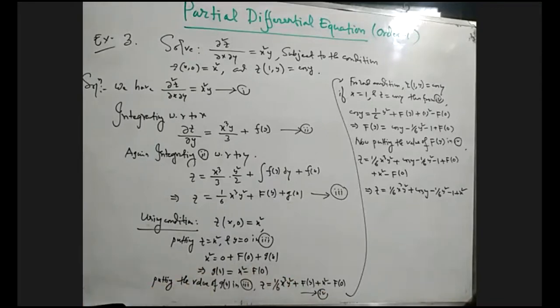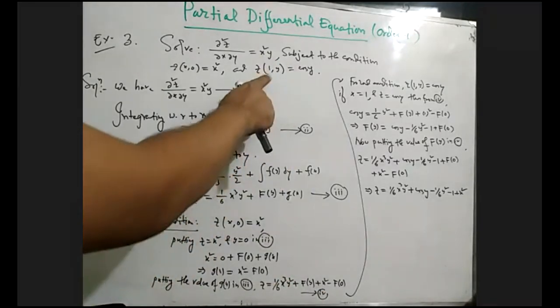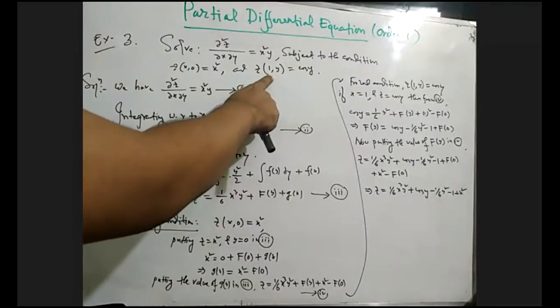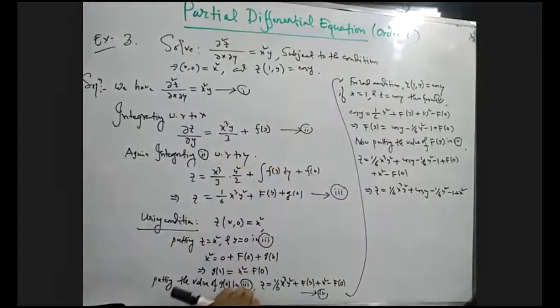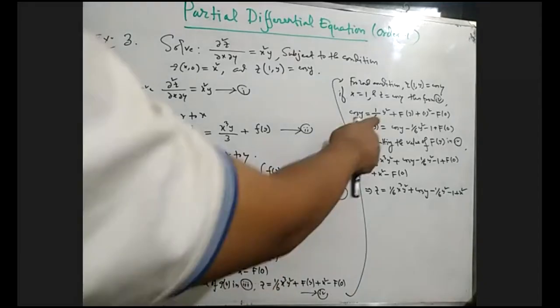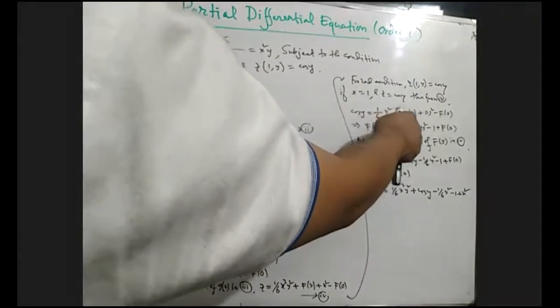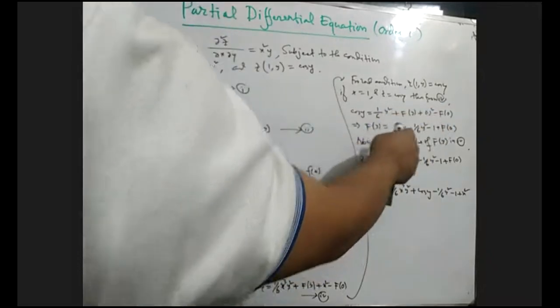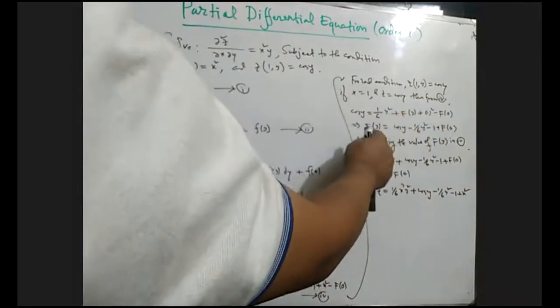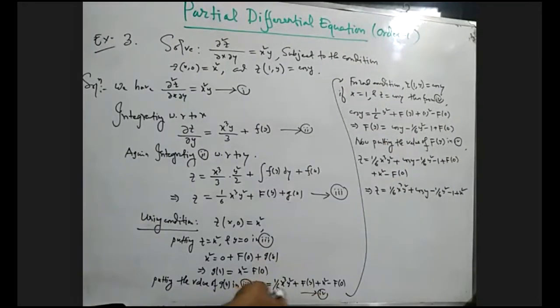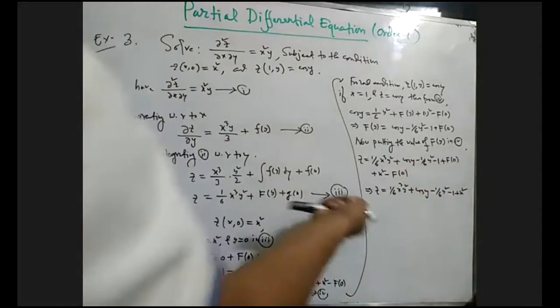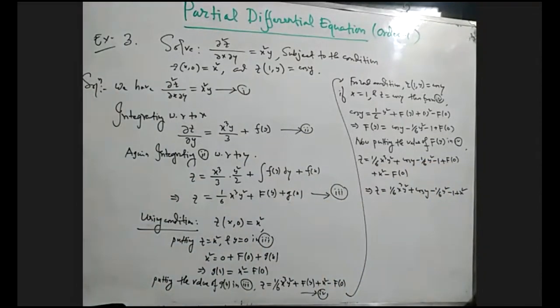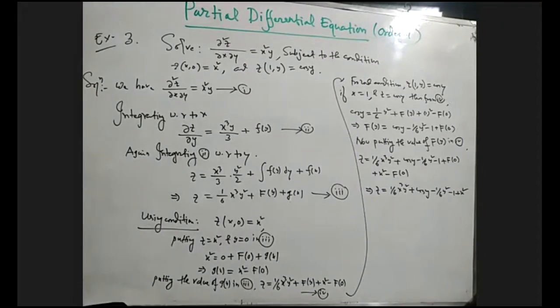Just putting the value of z of x. Again imposing the second condition, here x equals 1 and y equals y. If x equals 1, z equals cos y. Just putting in equation 4, z equals cos y, 1 by 6 y square, x equals 1. This is f of y plus 1 square minus f of 0. So we get this. Now putting the value of f of y in equation 4, f of 0 and f of 0 will be cancelled. Then this is the required solution of the partial differential equation.